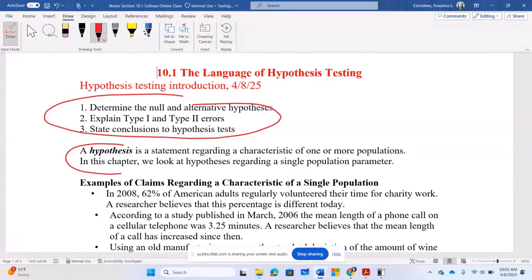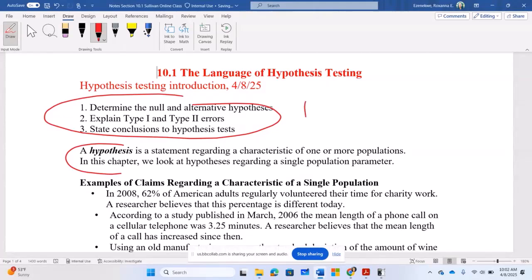population. That's one sample, not two samples. Okay. In this chapter, we look at hypothesis regarding a simple population parameter. And we are only going to start with proportion, proportion P.